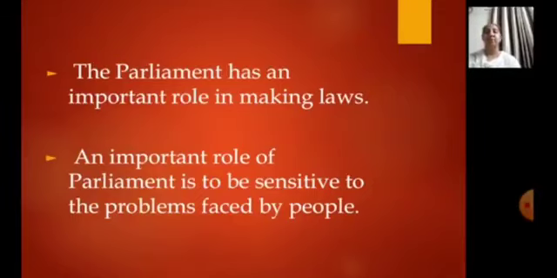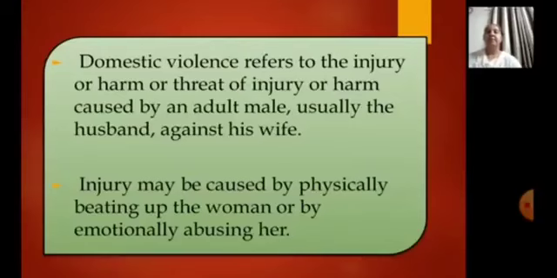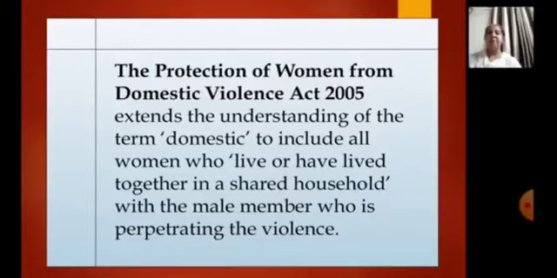Now here I am going to tell you one story to make you understand how the Parliament proceeds towards making a new law and how it is passed. But before coming to that, let me tell you about a small example, because our story will be based on domestic violence. Domestic violence refers to the injury or harm or threat of injury or harm caused by an adult male, usually the husband, against his wife. Injury may be caused by physically beating up the woman or by emotionally abusing her. Now, the Protection of Women from Domestic Violence Act 2005 extends the understanding of the term domestic to include all women who live or have lived together in a shared household with a male member who is perpetrating the violence.